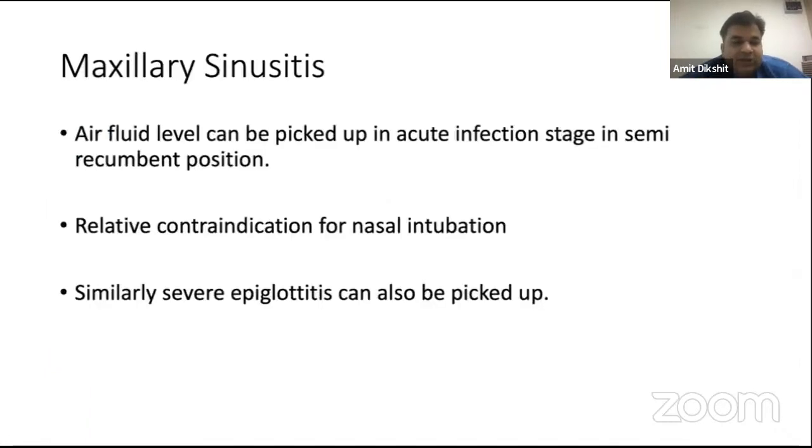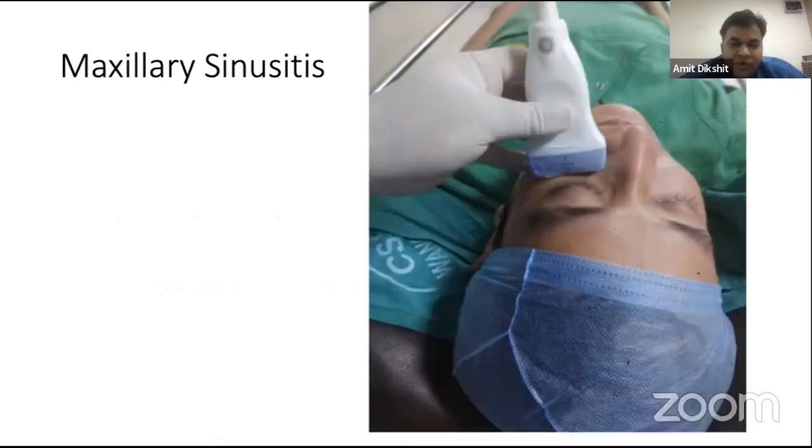Maxillary sinusitis is another aspect where we were worried about in COVID times when there was a lot of mucus. So if there is an air fluid level in the maxillary sinus, it was a relative contraindication for nasal intubation because all those fungus may go posteriorwards. So we used to look at that at that time. Fine, this almost completes the airway assessment.